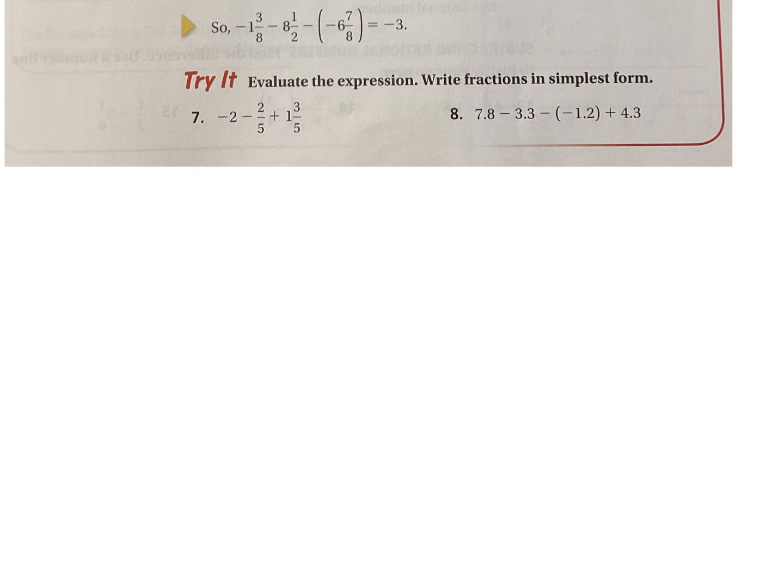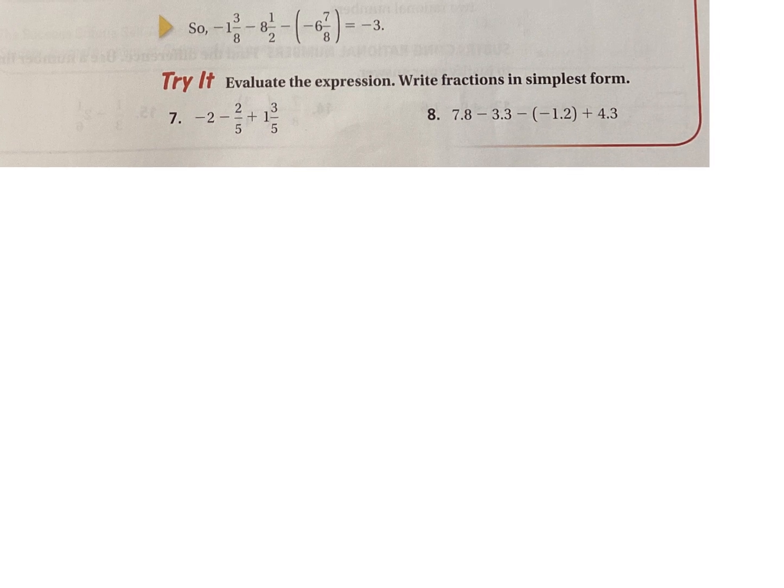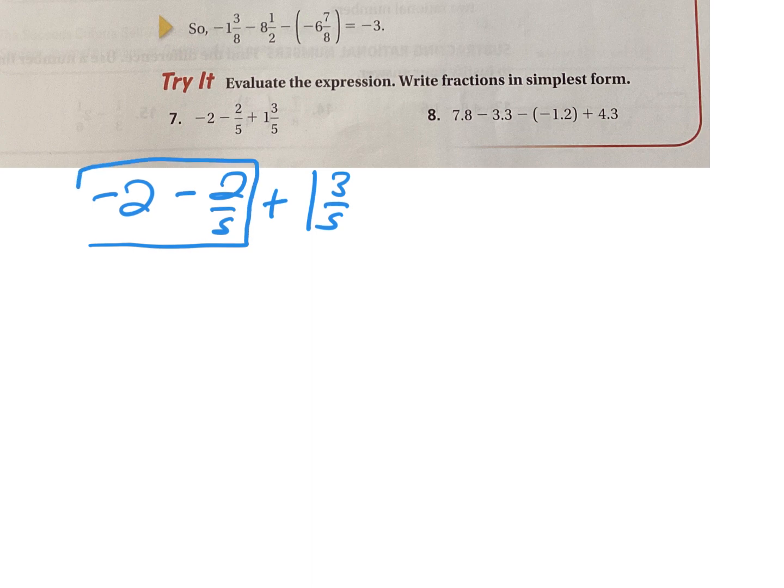All right, this next section is where you have more than one thing that you're adding or subtracting. You have 3 different values that you're putting together. So look at this one. We have a negative 2 minus 2/5 plus 1 3/5. What I do is I take it one problem at a time. So I look at this first one. I have a negative 2 minus 2/5. It's subtraction, and I'd rather do addition, so I add the opposite.